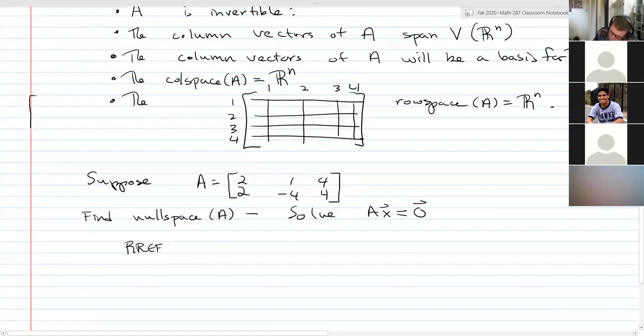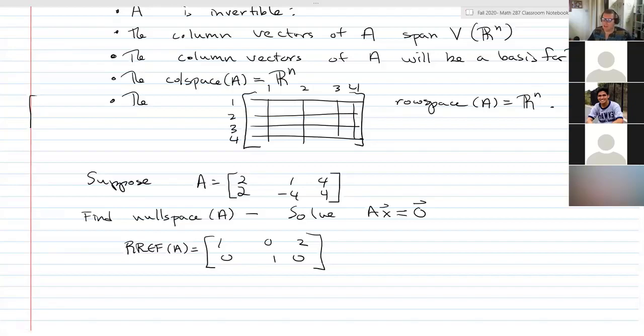I took the REF of A, and that'll equal 1, 0, 2, 0, 1, 0, just in case, so you don't have to do a ton of computation right now. Use that in order to find the solutions to AX equals 0. When you've got those solutions, write the solutions in vector form, and then throw them up into the chat, please.